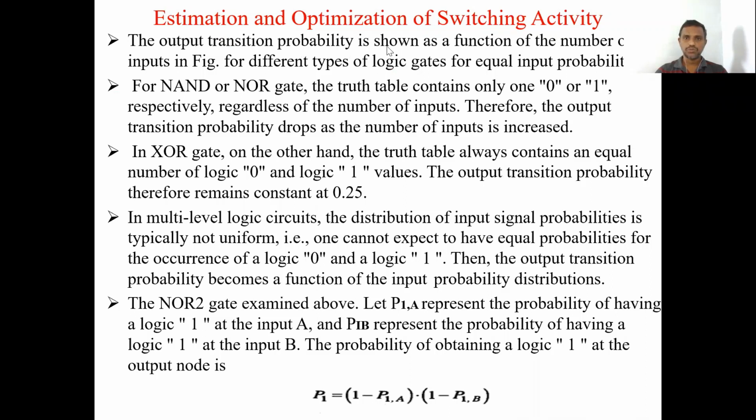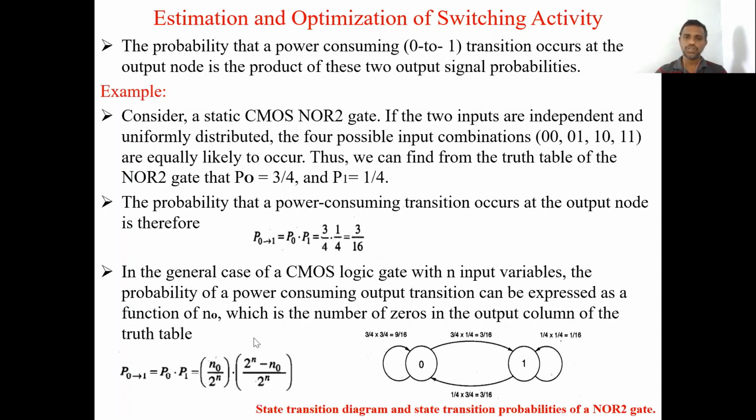Here the output transition probability is shown as a function of the number of inputs in the figure for different types of logic gates with equal input probabilities. If you consider a NAND or NOR gate, the truth table contains only zeros or ones respectively, regardless of the number of inputs. Therefore, the output transition probability drops as the number of inputs increases. How can we say that the output transition probability decreases as the number of inputs increases?